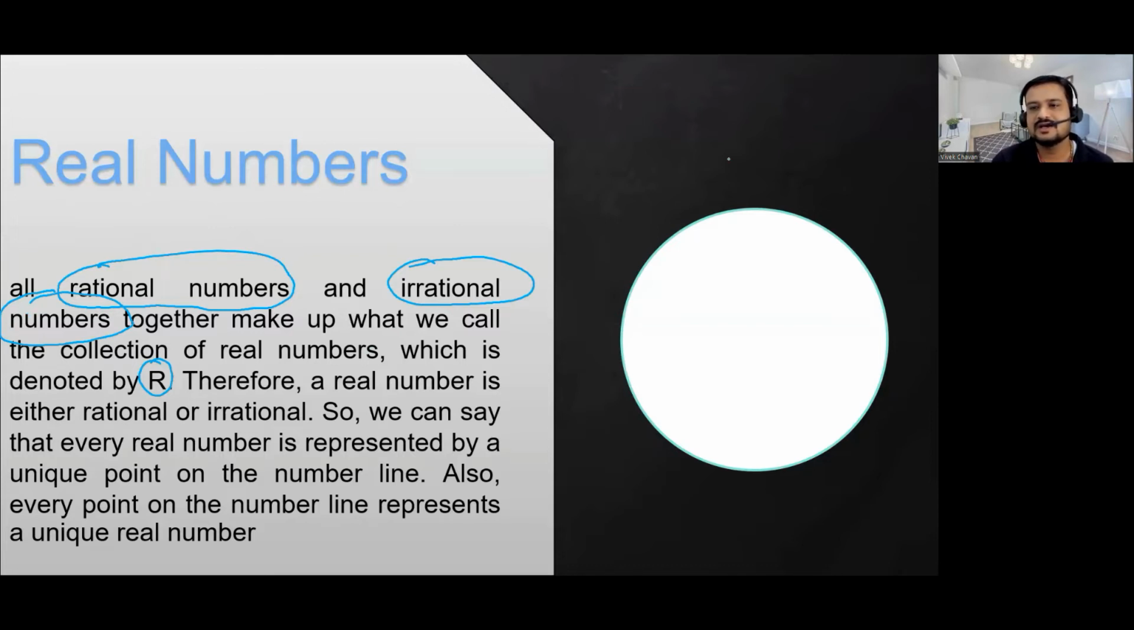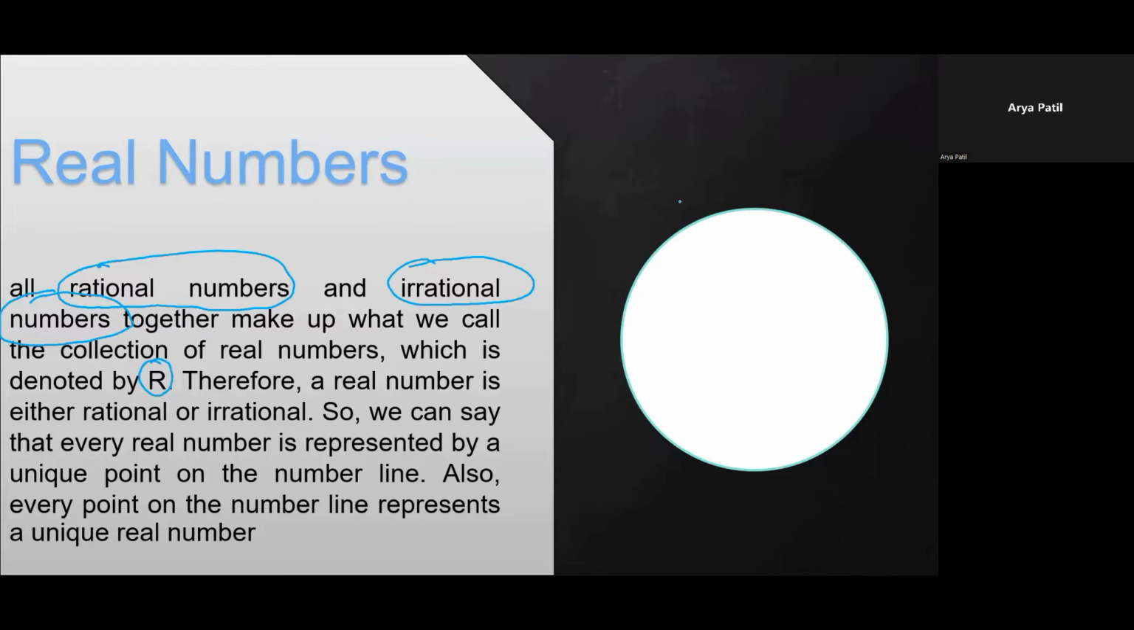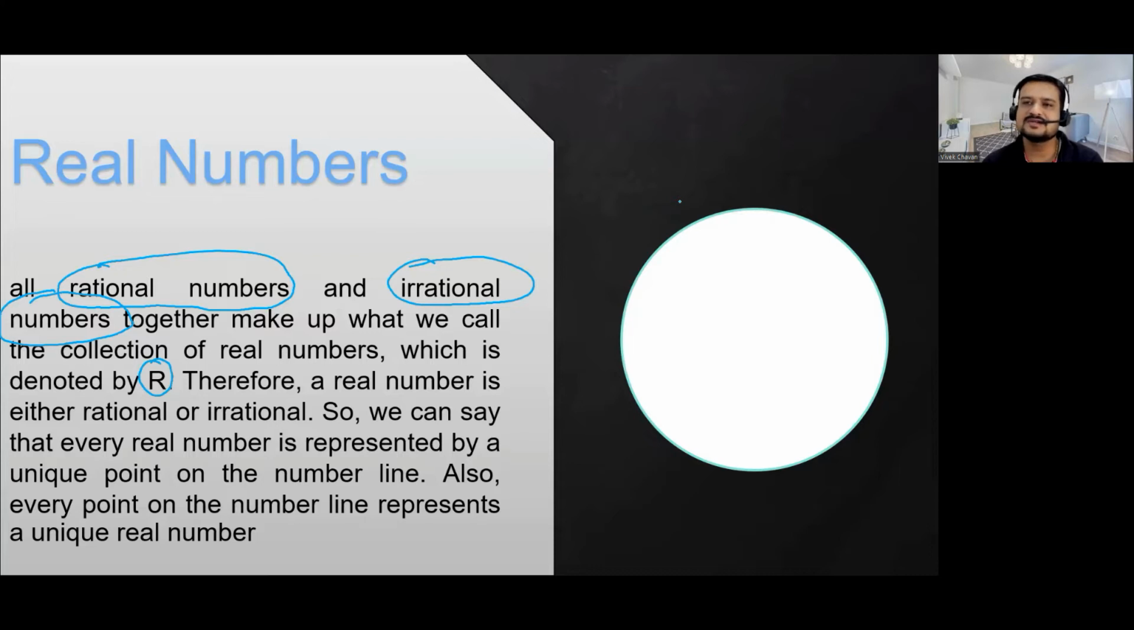What happened? Arya, you're telling no. Sir, actually complex numbers aren't real numbers. Yeah, complex numbers is another part. Okay, it doesn't come under the number system family. Okay, so in real numbers, all the rational numbers and irrational numbers come together.